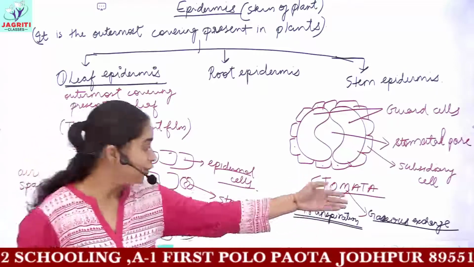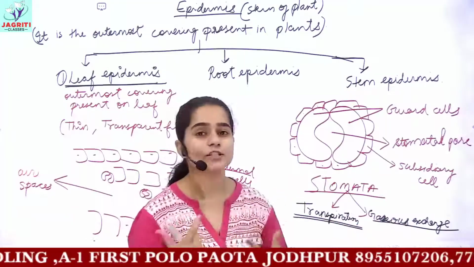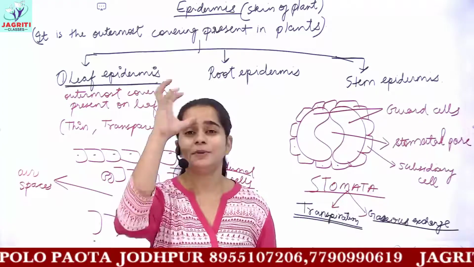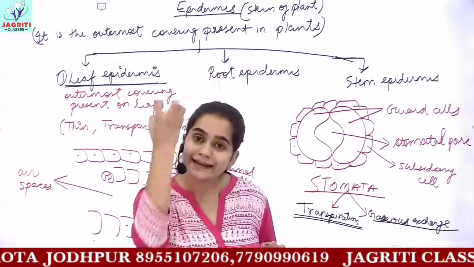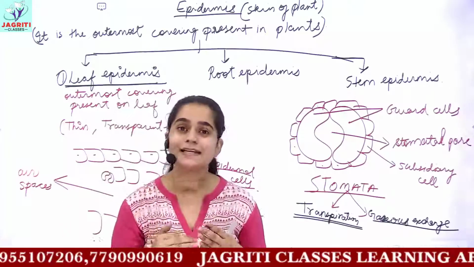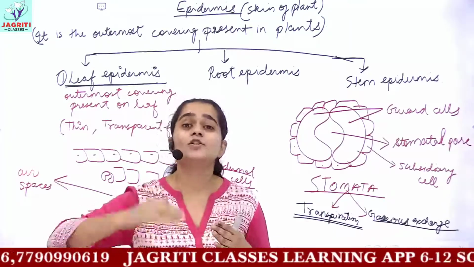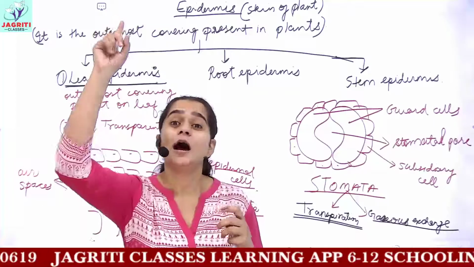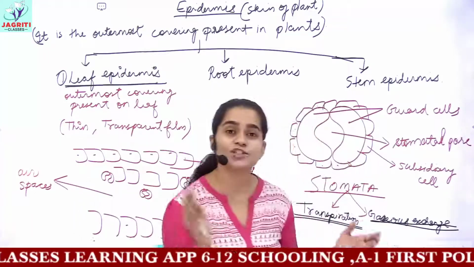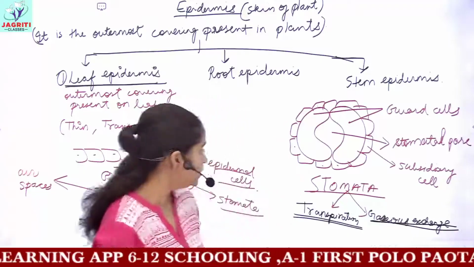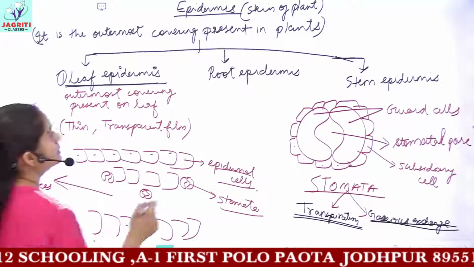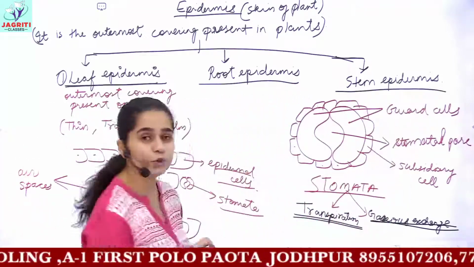Gaseous exchange means during the daytime plants need to carry out photosynthesis to make their food, and for photosynthesis they require carbon dioxide. This carbon dioxide is taken inside the plant through the stomata. In turn, when the plants do photosynthesis they make their food, and they also release oxygen. This oxygen is removed out of the plant through the stomata again. So it helps in gaseous exchange, that is, exchange between CO2 and O2 gases. These are the two functions performed by stomata, and this is the whole account of your leaf epidermis. Now next we'll talk about the root and stem epidermis.